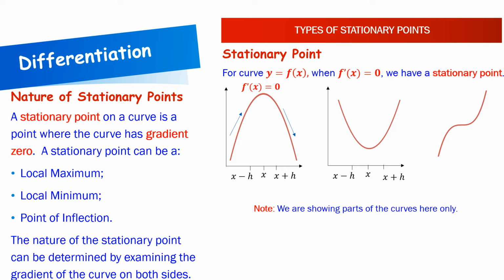Similarly, we can examine the minimum stationary point. Here, at x minus h, f dash of x minus h is less than 0. At x, f dash of x is equal to 0. And after x, at x plus h, f dash of x plus h is greater than 0.